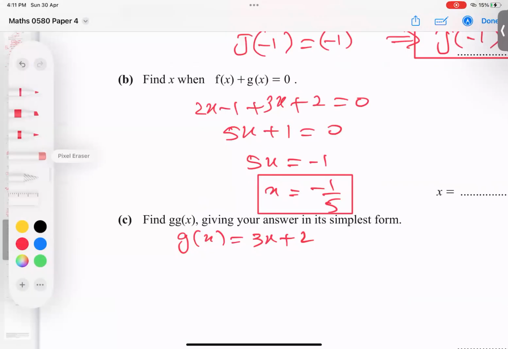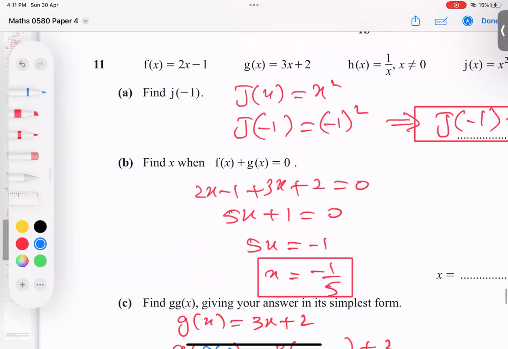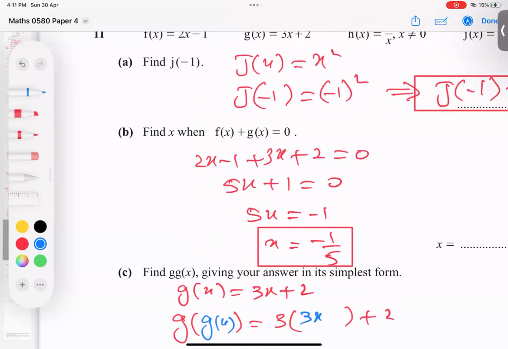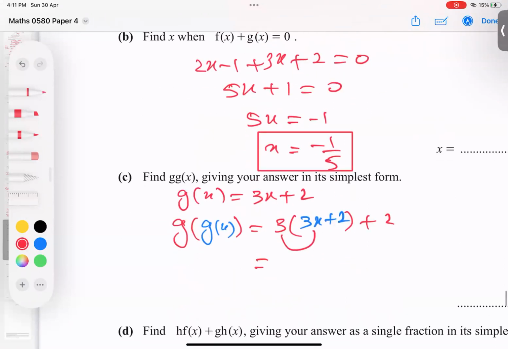Now, how many x's are there? Empty spaces on both sides. Done. Now here I'm putting g of x, and here its value. And what is the value? 3x plus 2 coming here. And now I'm going to simply solve it. 3 3s are 9x, and 3 2s are 6. So 9x plus 6. Alhamdulillah, this part is also clear.